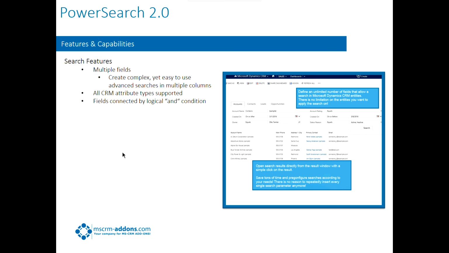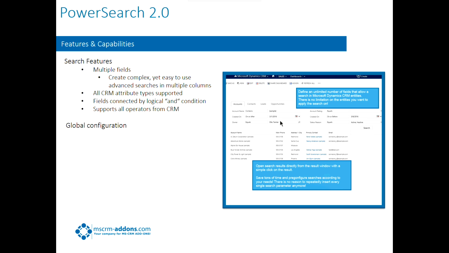Fields are connected by a logical AND condition. So in your search, as you can see here, if I want to search for an account name and when it was created on, it searches for that and when it was created on. So you can add as many parameters as you want, and it searches for everything that you put in there. It supports all operators from CRM. So for example, something equals or is not equal to, or created on or before, or on or after. It supports all of those.